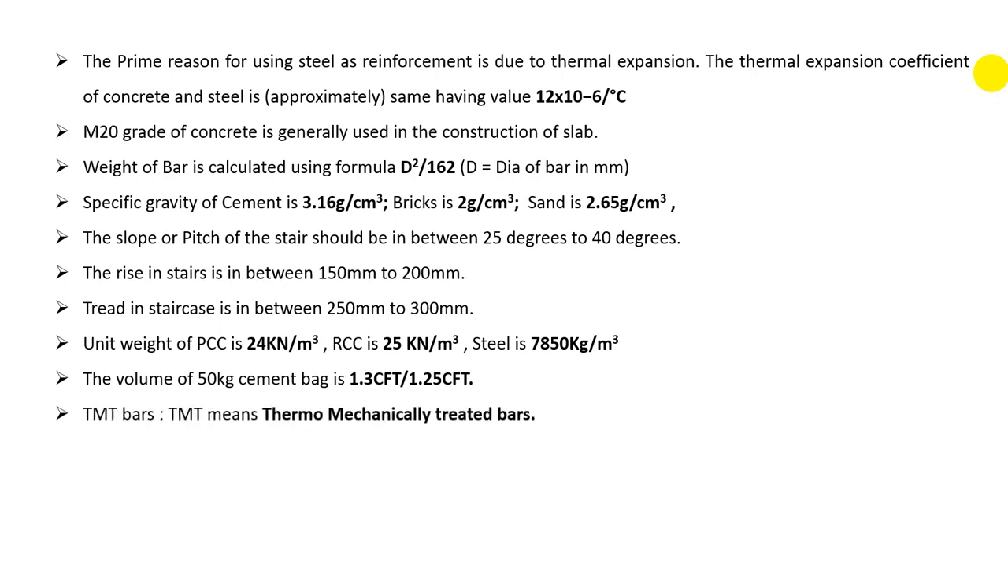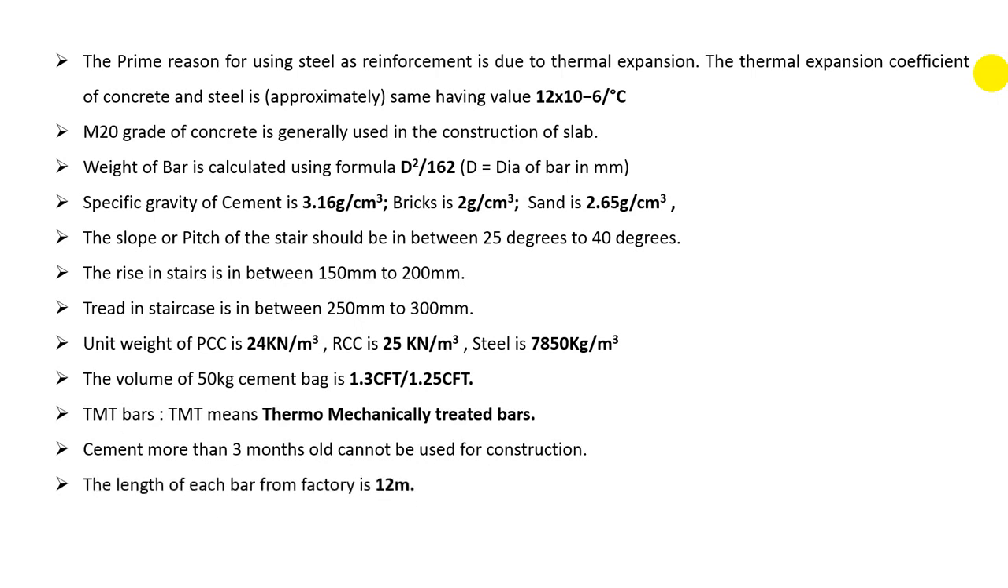TMT bar: what is the meaning of TMT? TMT means thermomechanically treated bars. This is the suitable bar for earthquake resisting structures. Cement more than 3 months old cannot be used for construction. The length of each bar from the factory is 12 meters.